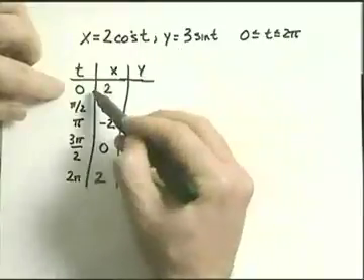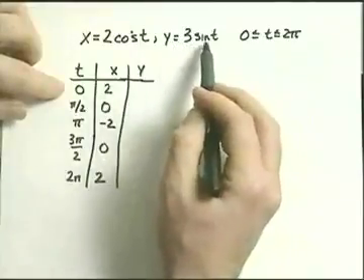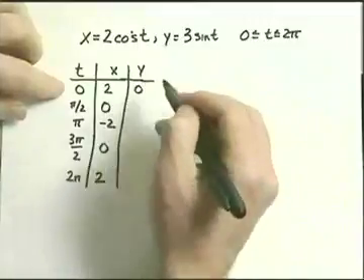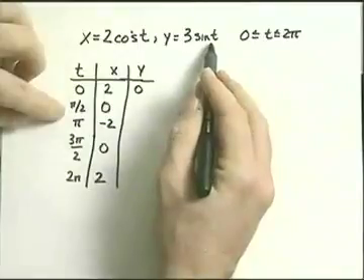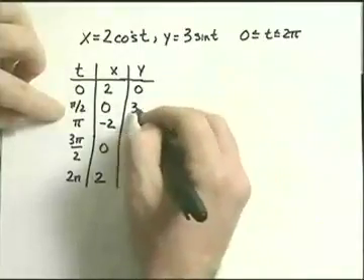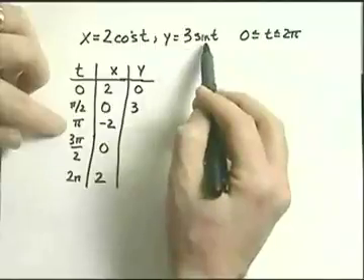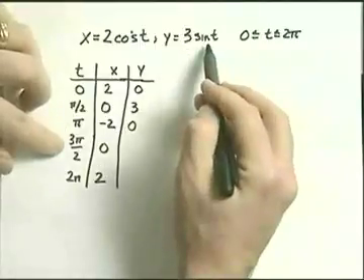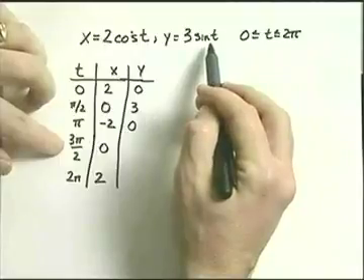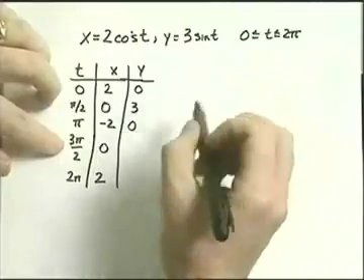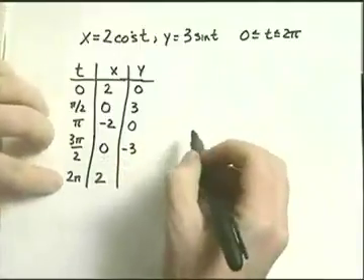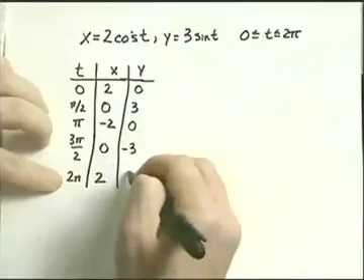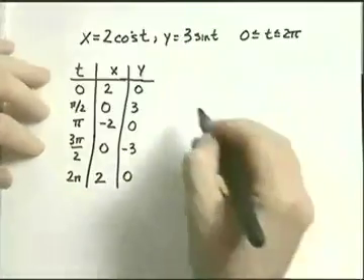We have for t is 0, we have y equals 3 times the sine of 0. Sine of 0 is 0, so 3 times 0 is 0. At pi over 2, the sine of pi over 2 is 1. 3 times 1 is 3. Then for pi, the sine of pi is 0, so 3 times 0 is 0. At 3 pi over 2, the sine of 3 pi over 2 is negative 1. 3 times negative 1 is negative 3. And then finally, back at 2 pi, the sine of 2 pi is 0, so 3 times 0 is 0.